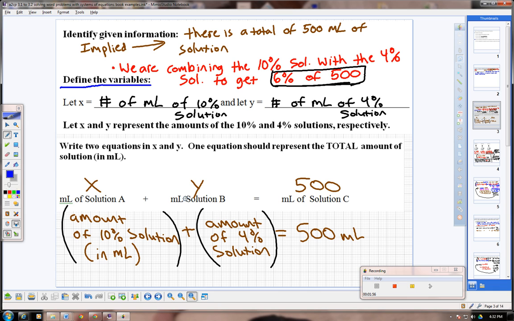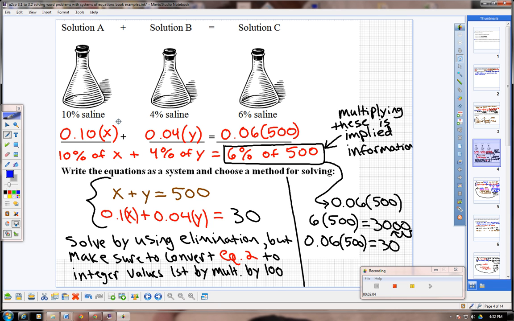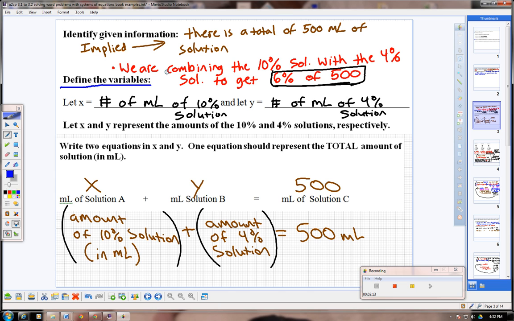Then I created the first equation, the easiest equation. If there's 500 milliliters of solution, I know x plus y has to be equal to 500. This equation is a lot tougher. We've got to take that given information. We're combining the 10% solution with the 4% solution to get 6% of a 500 milliliter solution.